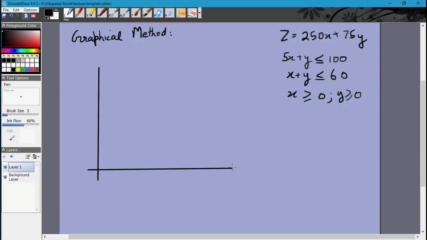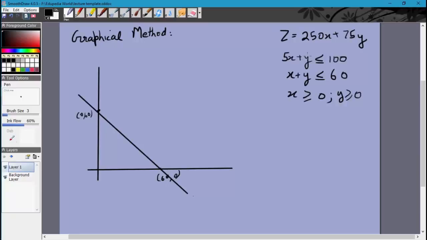So first is x greater than or equal to 0 and y greater than or equal to 0. These two directly give me the first quadrant. Means the second, third and fourth quadrants are simply out of the question. So whatever regions these constraints give me, I'll have to intersect with the first quadrant where x and y both are positive. X plus y less than or equal to 60. So what is x plus y equal to 60? This would be 0, 60, and this would be 60, 0, and this line would be x plus y equal to 60. So x plus y less than 60 would be the whole region to the left of this line.